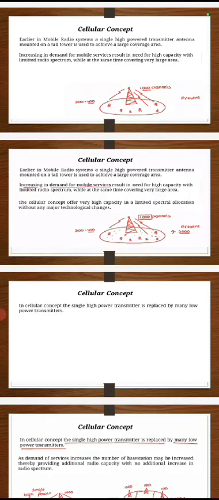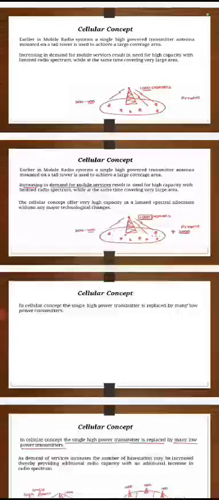In earlier mobile radio systems, a single high power transmitting antenna mounted on a tall tower was used to achieve a large coverage area. Look at the below diagram. Consider that as one particular area. In earlier days, the usage of mobile users was very less. So a single base station and a single high power transmitting antenna was able to give service to 300 to 400 people with 1000 channels.